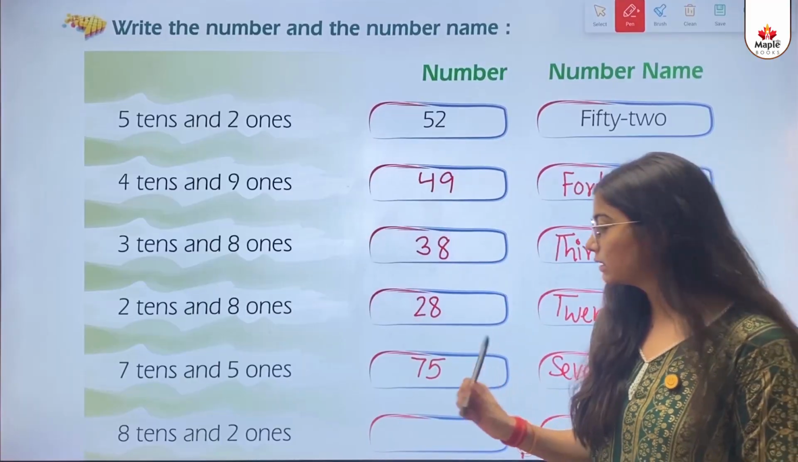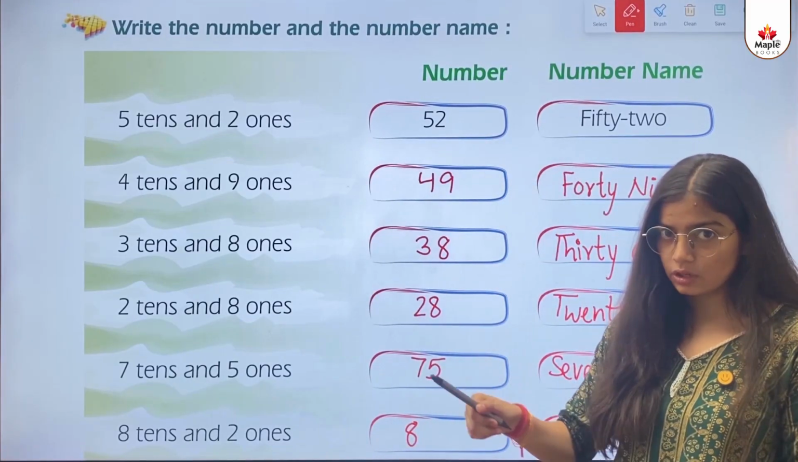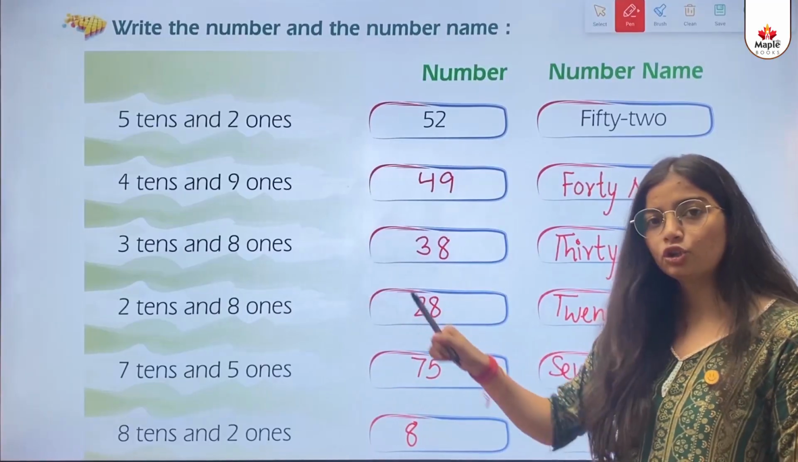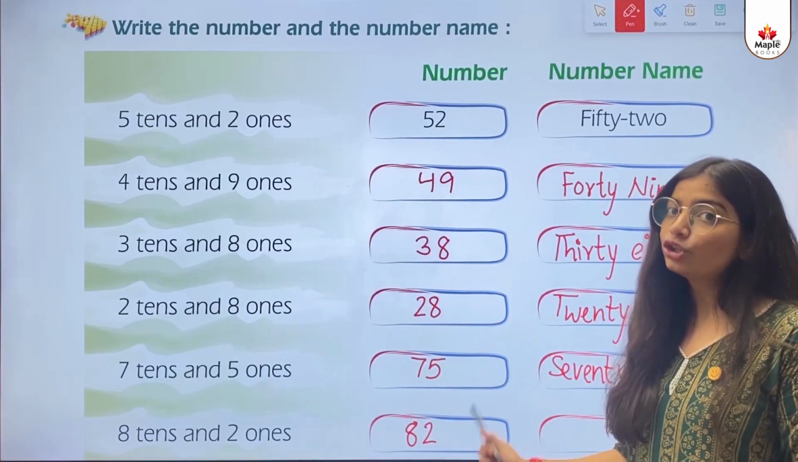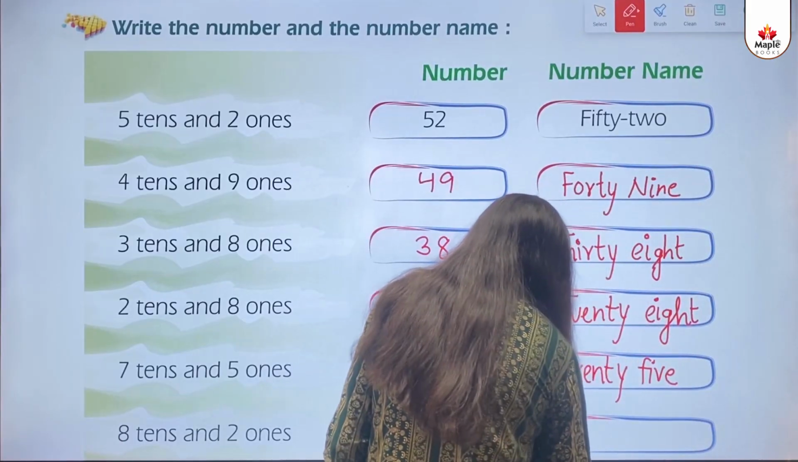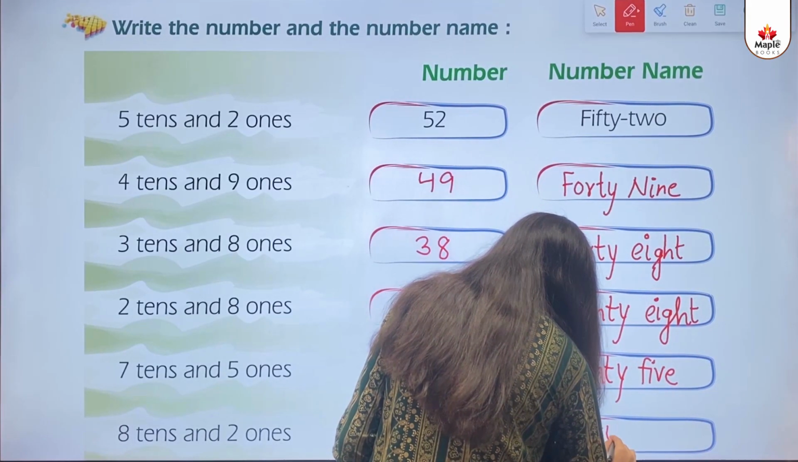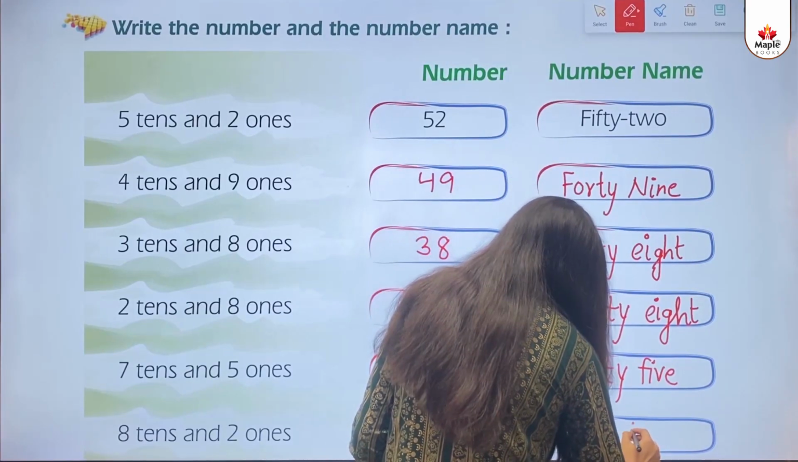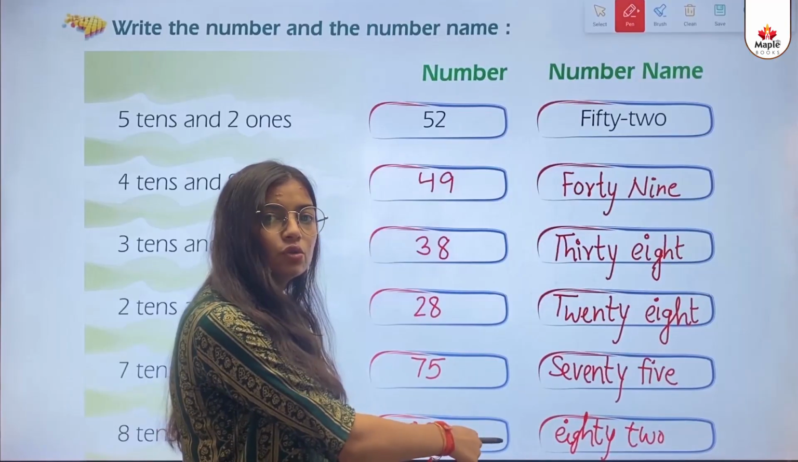8 tens and 2 ones. What we write first? 8 as it is on the tens place. Then we write 2. What it makes? 82. E-I-G-H-T-Y 80, T-W-O 2. 82. Clear?